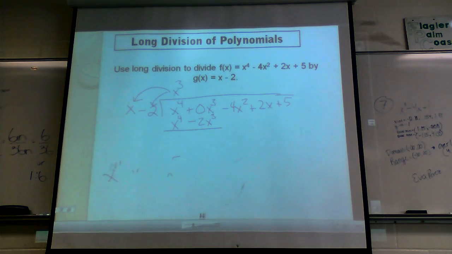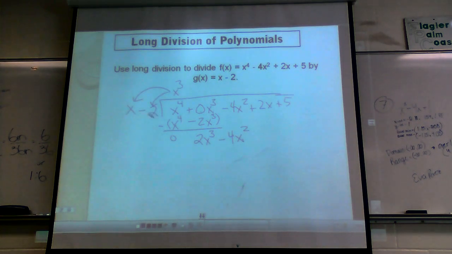Now, here's where some people are going to screw up. When you stack them this way, I'm subtracting that whole thing. So it's x to the fourth minus x to the fourth, which gives me 0, that's the 0 there. 0x cubed minus negative 2x cubed is a positive 2x cubed. So don't forget, subtracting negative numbers turns them into positive. And then you drop down your next term.